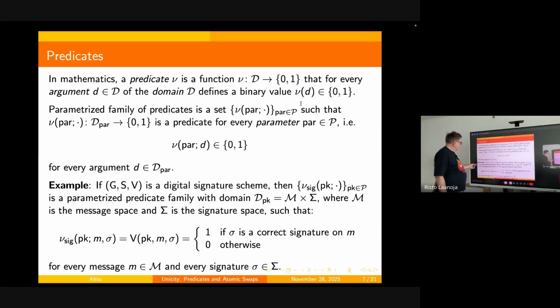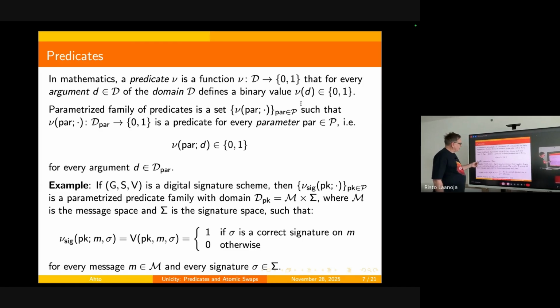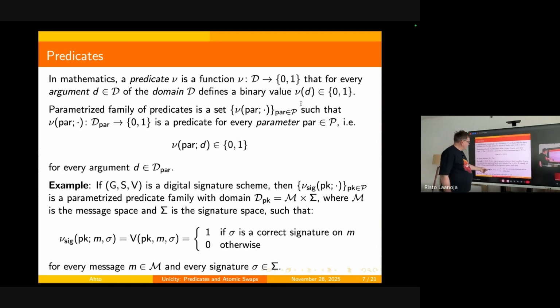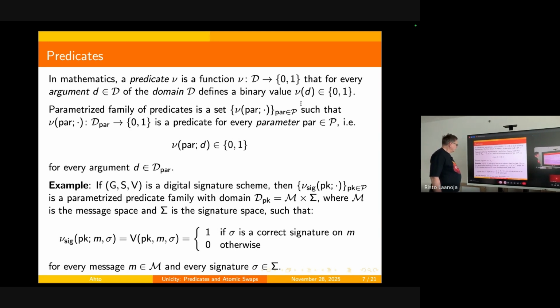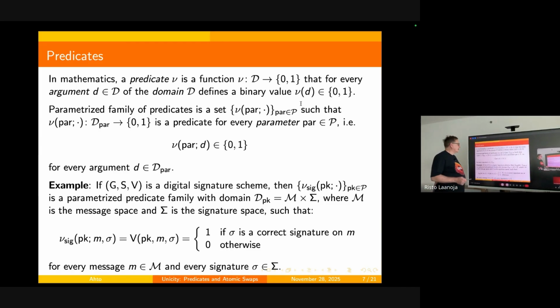Okay. For example, if you have a digital signature scheme, we can construct a predicate from it. The predicate has a parameter, the public key, and given M and sigma, it just verifies M and sigma with the public key. So this is just one example of how to create certificates based on cryptographic functions.